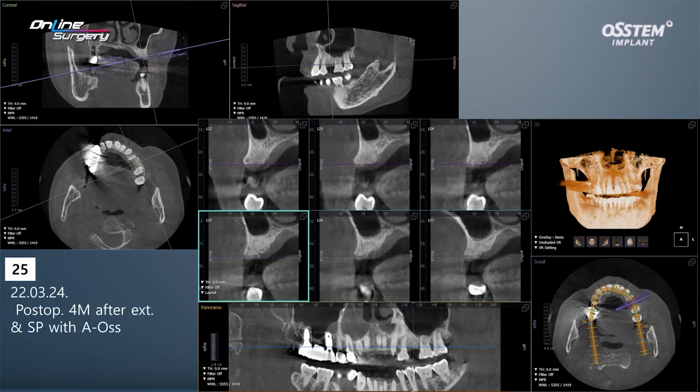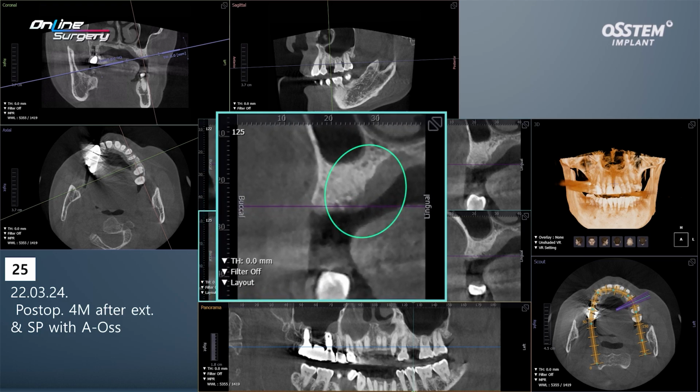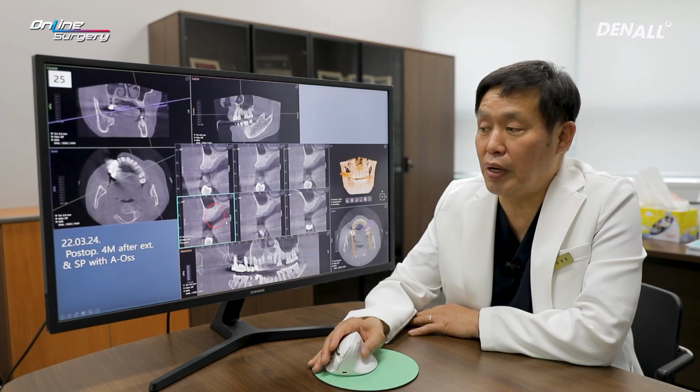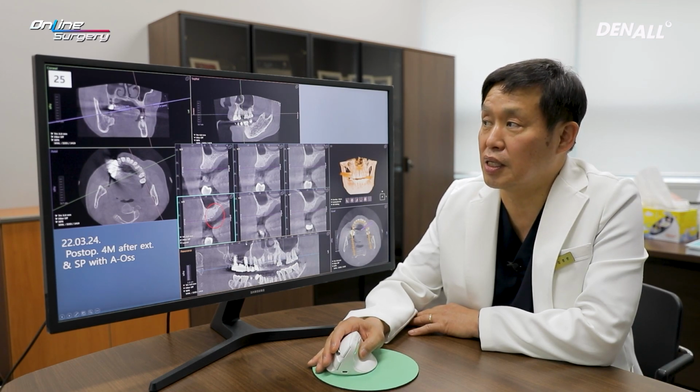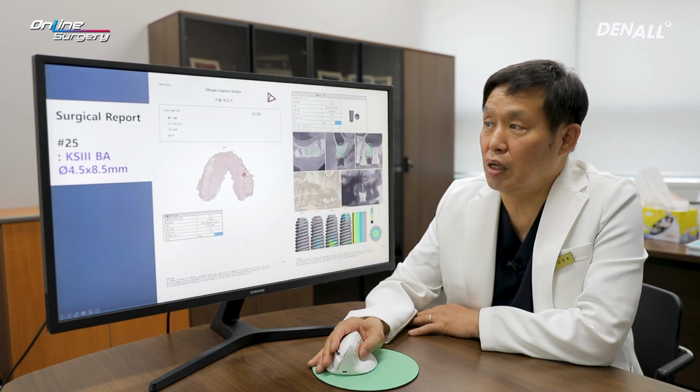CT was taken 4 months after. If you look over here, it's being maintained, but more so than thought, there's a bit of resorption here. This is 4 months after. If I were to do it again, I would have used A Oss collagen because it would have been more favorable for space maintenance. Because the palatal mucosa was thick, a bit of a collapse occurred.